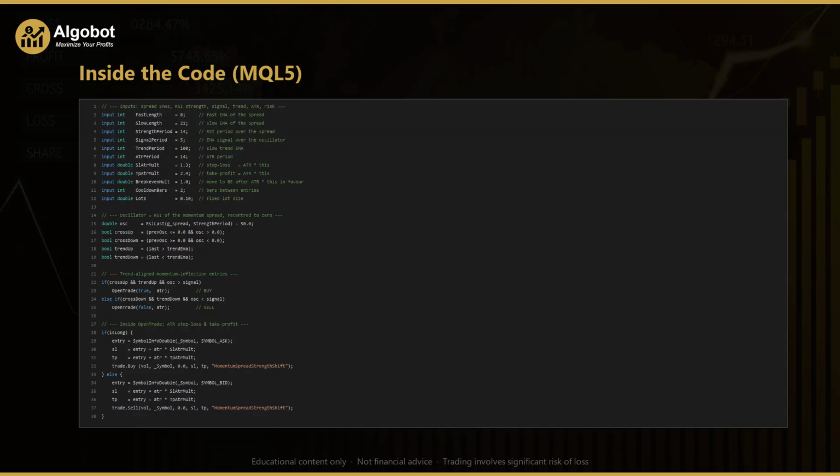Inside open trade, you can see how risk is placed. For a long, the entry is the ask. The stop-loss sits 1.3 ATR below, and the take-profit sits 2.4 ATR above before the trade.buy call sends the order. For a short, the entry is the bid, and the stop and target are flipped, ending in trade.sell. Clean, symmetric, and easy to follow.